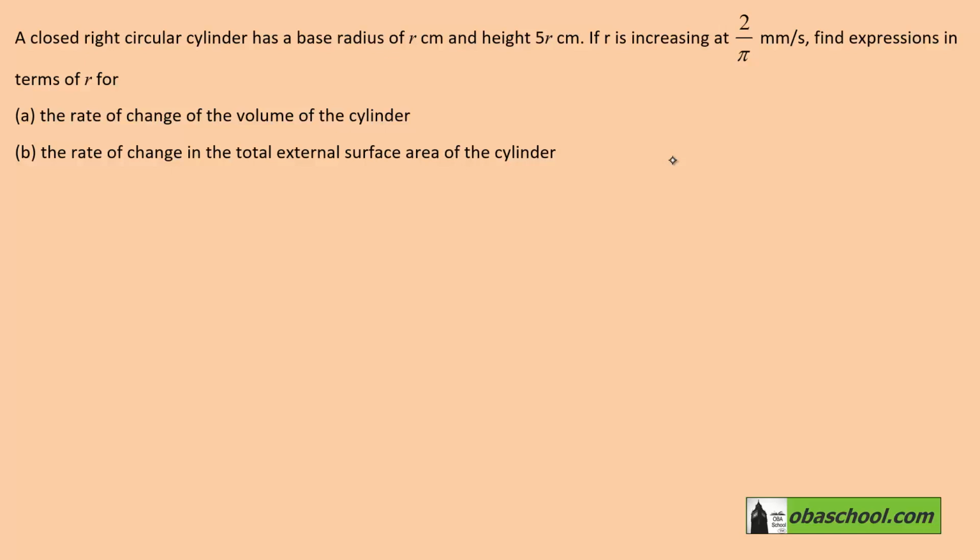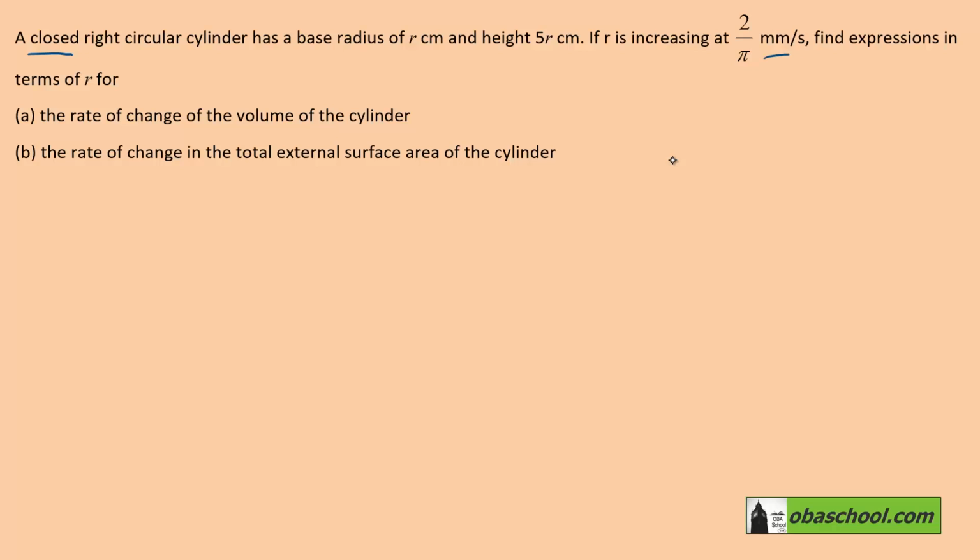A closed right circular cylinder has a base radius of r centimeters and a height of 5r centimeters. If r is increasing at 2 over pi millimeters per second, find expressions in terms of r for the rate of change of the volume of the cylinder and the rate of change in the total external surface area of the cylinder. The fact it's closed means that it's closed at both ends, so both ends are a circle.